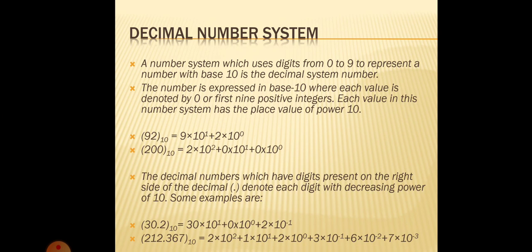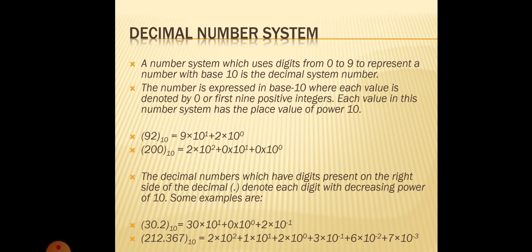The second example is decimal number 200. Here there are 3 digits, so we have to multiply every digit into 10 raised to the power base of that place. So 2 into 10 raised to the power 2 plus 0 into 10 raised to the power 1 plus 0 into 10 raised to the power 0. So these two examples are of the decimal number system.